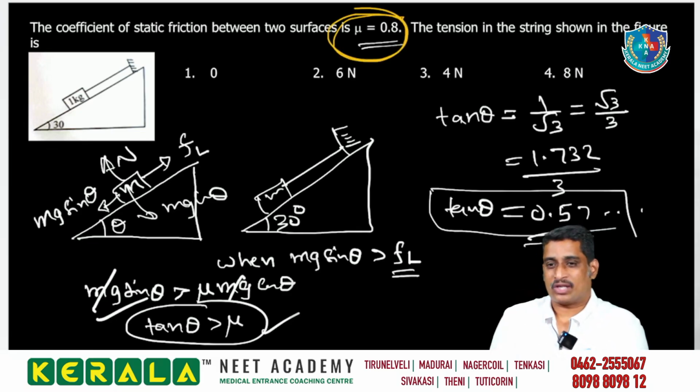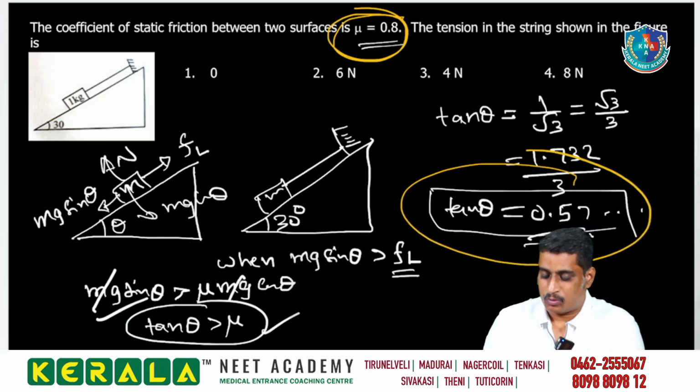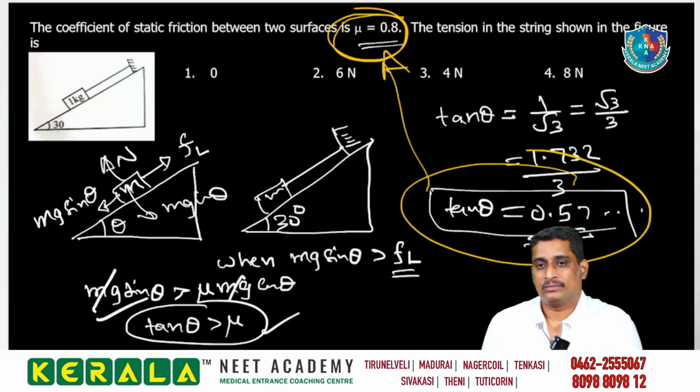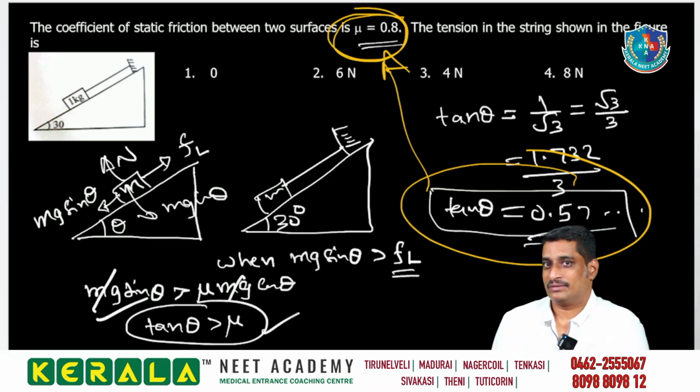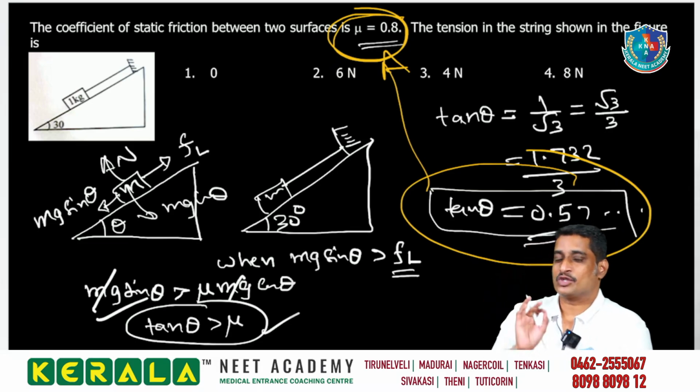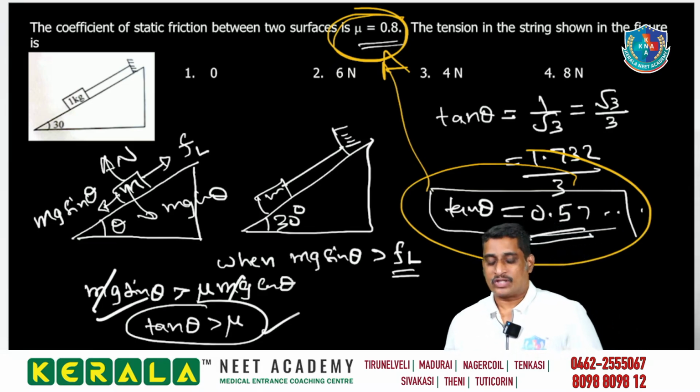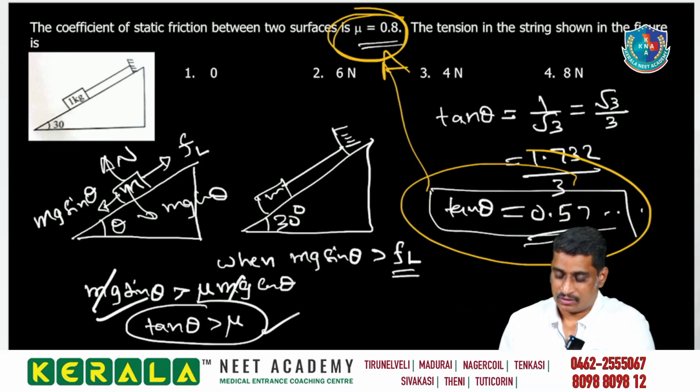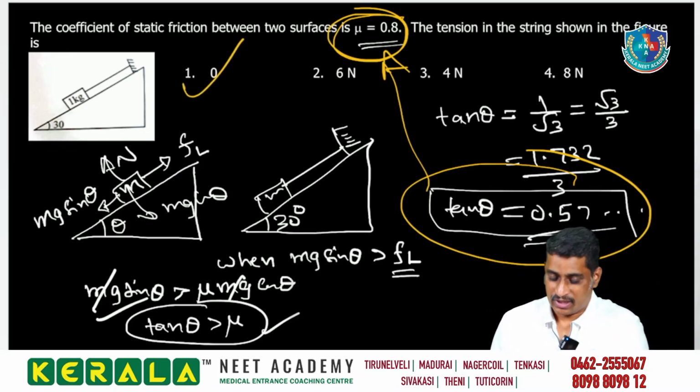For the tension to be established, tan theta value should be more than mu. But here tan theta is less than mu. Therefore, no tension will be established in the string in this particular example. While solving this type of questions, we should be very, very careful. So the answer to this question will be 0.